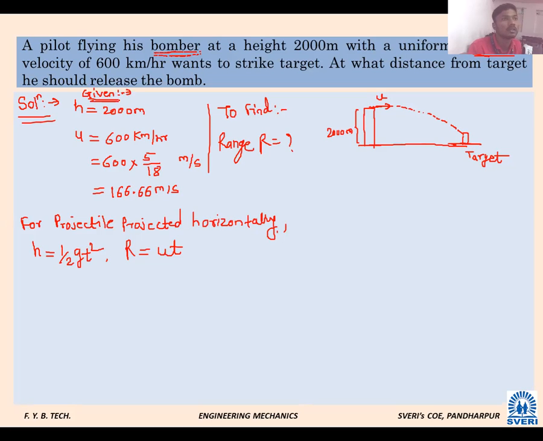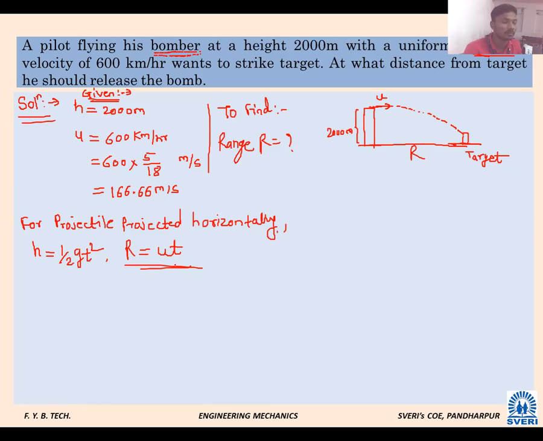ठीक आहे. Now we know the formula R is equal to UT. This R we want to find. की कुठून बॉम्ब टाकला पाहिजे म्हणजे तो टार्गेट वरती जाऊन पडेल. R माहित काढायचा आहे. फॉर्म्युला also we know R is equal to UT. Can we apply this formula directly? Why? Can we apply second formula directly? R is equal to UT. U is known to us. Whether we are knowing T? No, sir. T is not known to us. Then what we have to do?